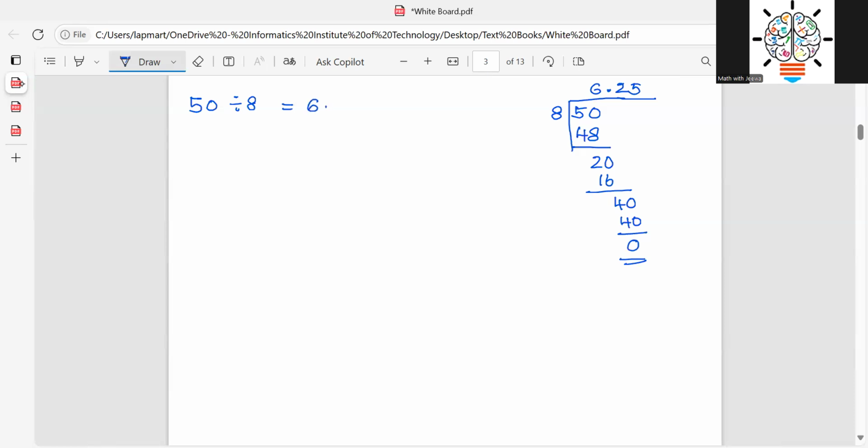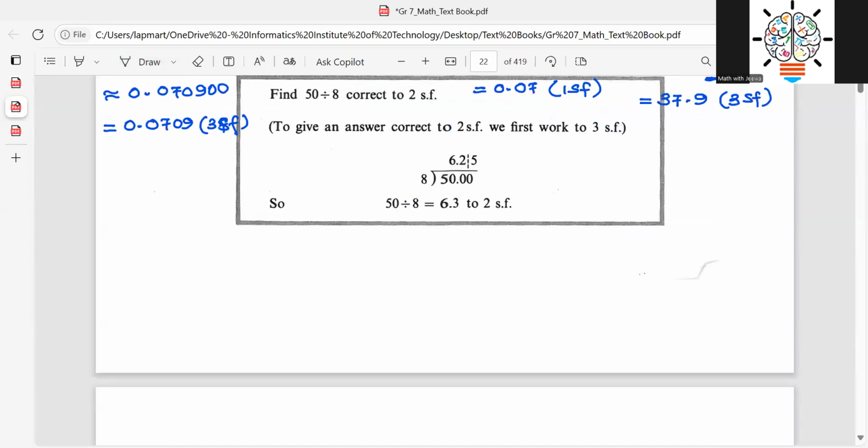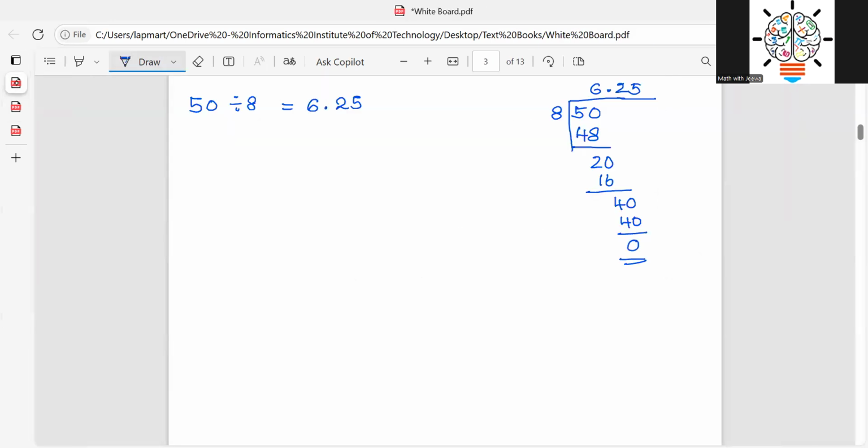So I write 6.25. And what they have asked us to do is to correct it to two significant figures. Now the answer is this. This is the second significant figure, and you look at the next number. So approximately this is equal to 6.3 to 2SF. When you divide 50 by 8, exactly it is 6.25, but if you want to correct this answer to two significant figures, it will be 6.3. And inside the bracket, we write 2SF. So then let's say we have something like this.